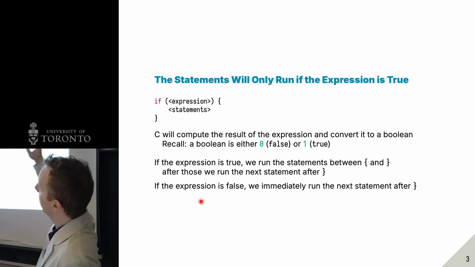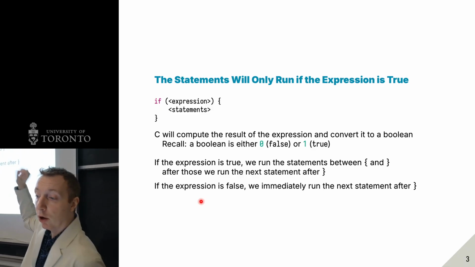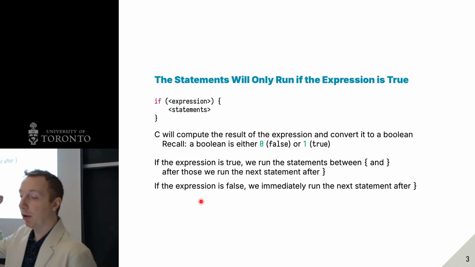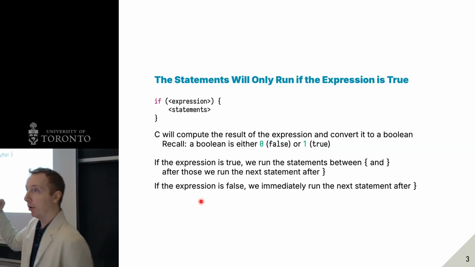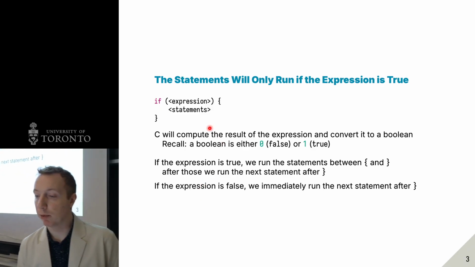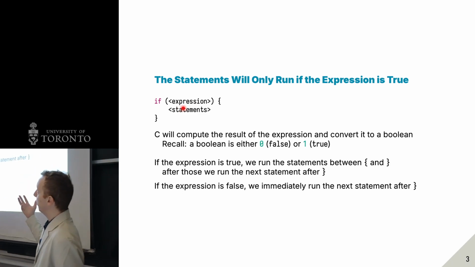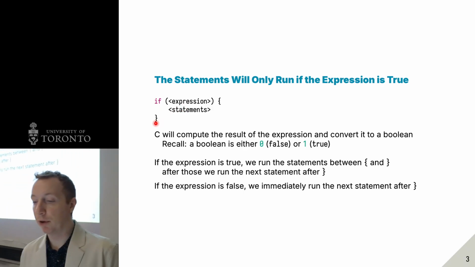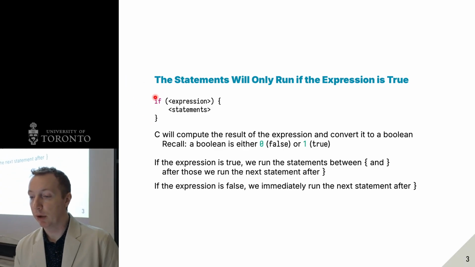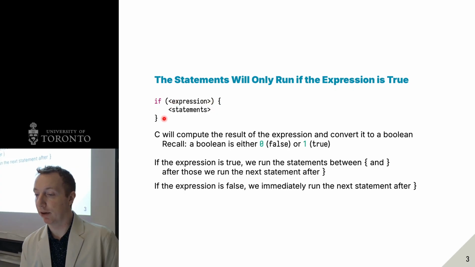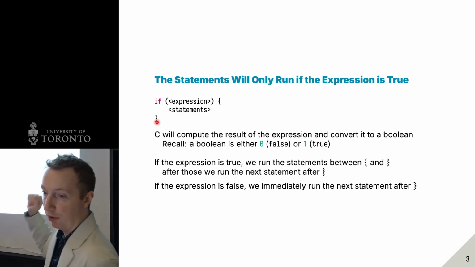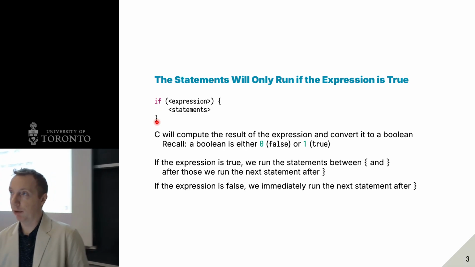So the statements inside the curly brackets after the if only run if that expression is actually true. So C will compute the result of that expression and convert it to a Boolean. So remember, 0 is false and 1 is true. If the expression is true, then we will run these statements, all of them between the curly brackets after the if, and after those I run whatever the next statement is after the curly brackets. If the expression is false, we immediately skip everything in the curly brackets after the if and start executing right after the curly brackets of the if. So we don't actually run those statements if that expression is false.